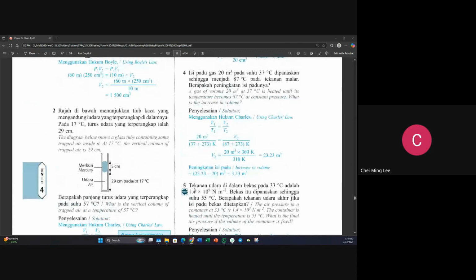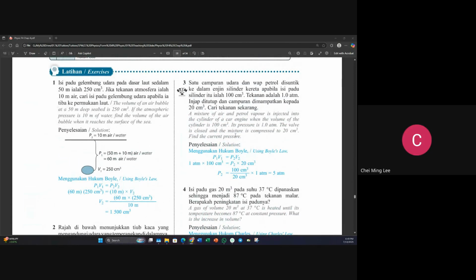All right, now number 3. A mixture of air and petrol vapor is injected into the cylinder of a car engine. When the volume of the cylinder is 100 cm cube, the pressure is 1 atm, the atmospheric pressure. The valve is closed and the mixture is compressed to 20 cm cube, so V2 is 20 cm cube. We have P, we have V, so we use Boyle's law: P1 V1 equals P2 V2. So 1 atm times 100 equals P2 times 20. So you get 5 atm.